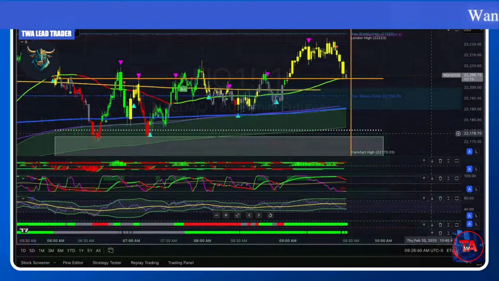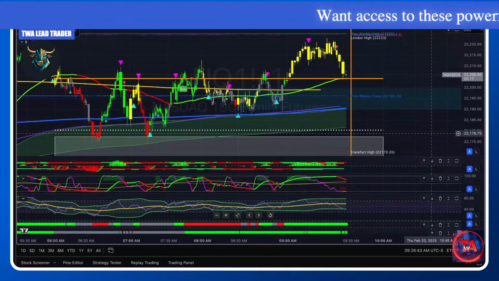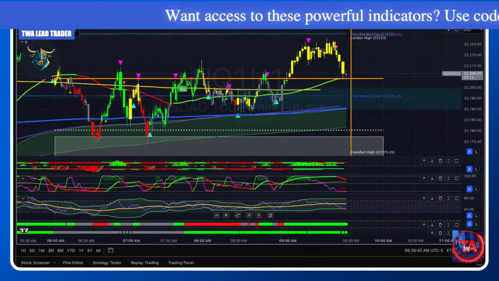Cloud's chart. Good morning, Cloud. How are you? Good morning. Good morning. How you guys doing today?